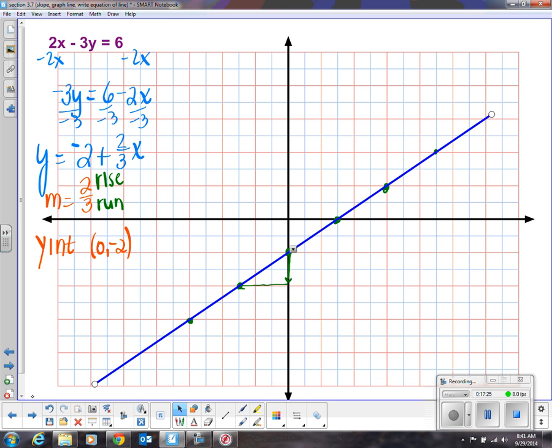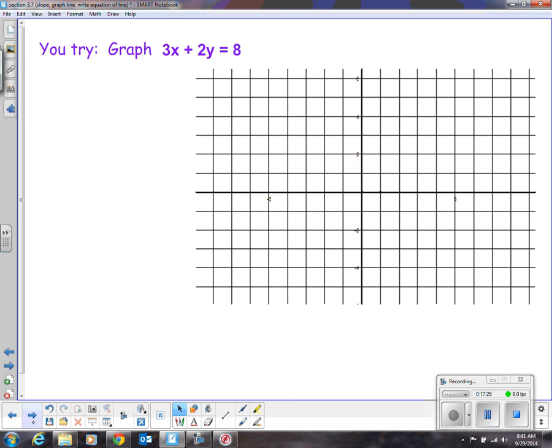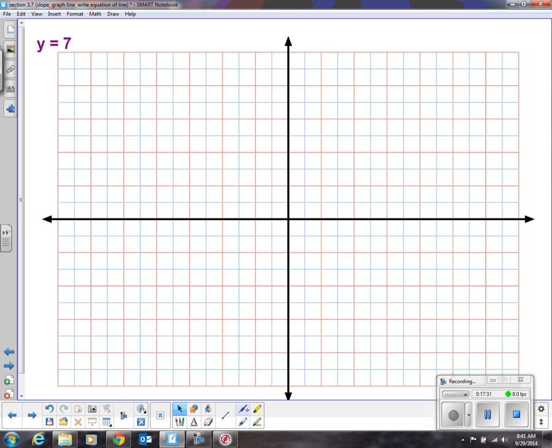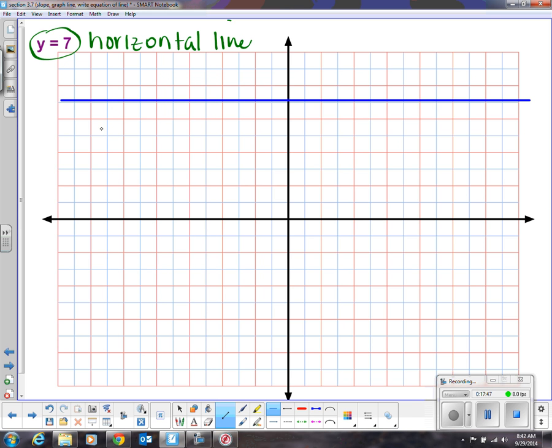So the last thing is, if you have y equals a number with no x, this graphs into a horizontal line, not a vertical. Horizontal line. So that means you count up 7 units and you put a horizontal line. What this means is every y value on that line must be up 7 units. And it can't be anything other than 7. Okay? Notice there are no x's.